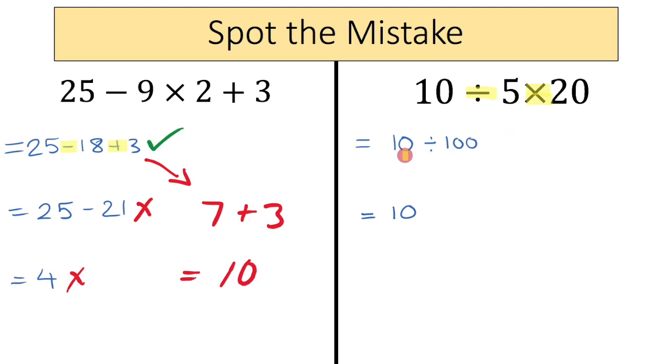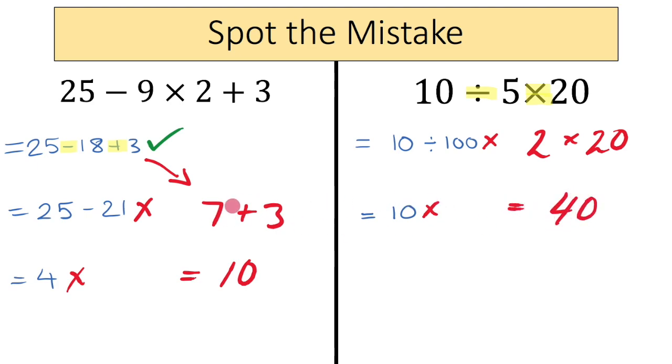But as you can see here, they've written 10 divided by 100. So what they've done is they've gone 5 times 20, which is 100. So they've done their multiplication first, which we know is incorrect, which means their final answer is incorrect. What they should have done is simply worked left to right. So 10 divided by 5, that's 2. Then they're going to times 20, and 2 times 20, that is equal to 40.